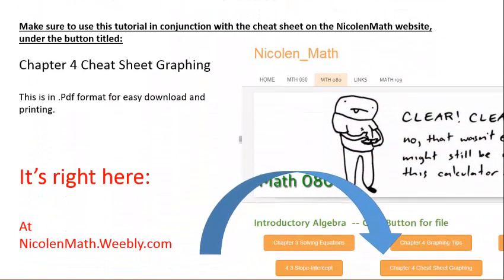Make sure that you are using the cheat sheet that you can download from the math website at nicoleandmath.weebly.com. It's under chapter 4 cheat sheet graphing. And between that sheet and this tutorial, sections 4.2 and 4.3 should be pretty easy, and I will add 4.4 at a later time.